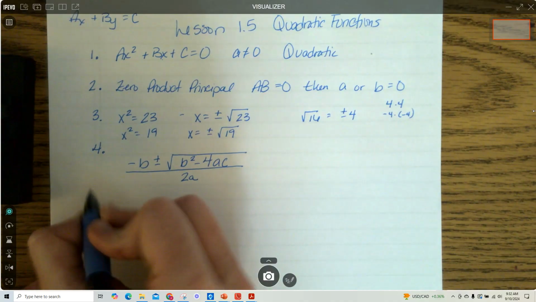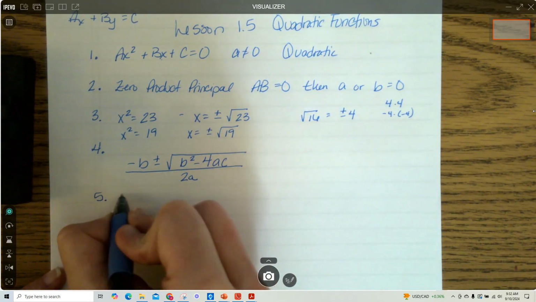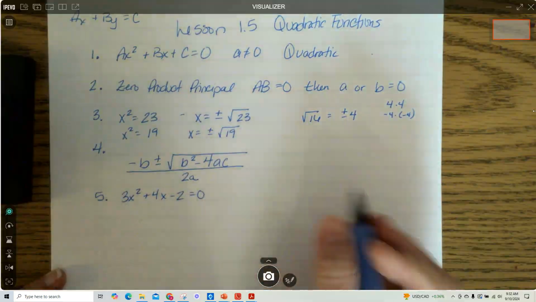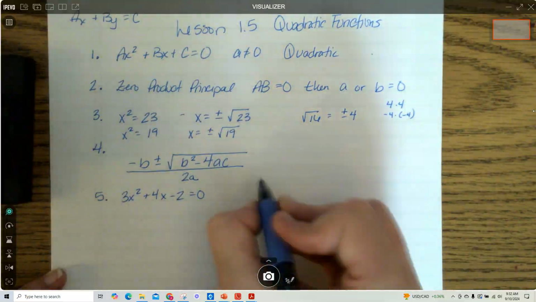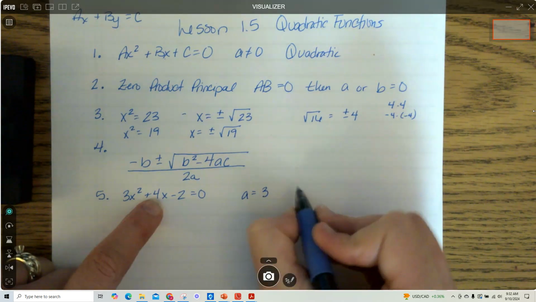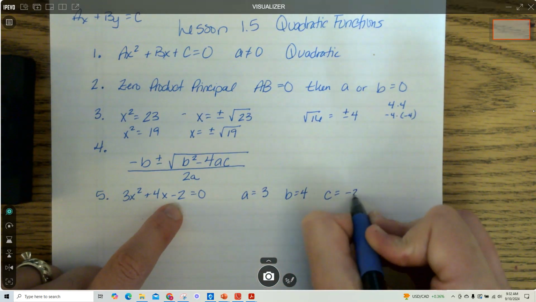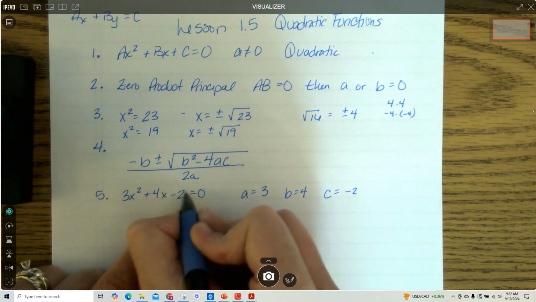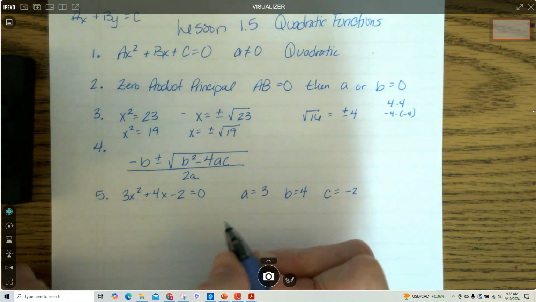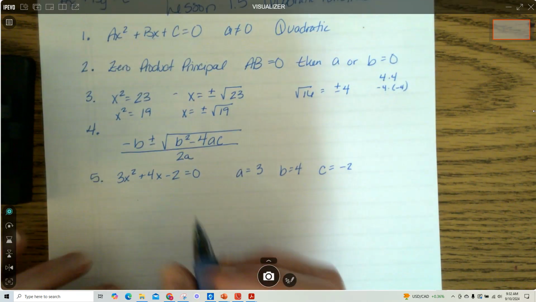All right, number 5. In order to solve 3x squared plus 4x minus 2 equals 0, use the quadratic formula. Use a equals blank, b equals blank, and c equals blank. So a equals what's in front of the x squared, b equals what's in front of the x, c equals the plain old number. And make sure when you're catching those that you catch the sign with it. So c is not just a 2, it's a negative 2. Same would be for the a or b. Just watch those signs really carefully.